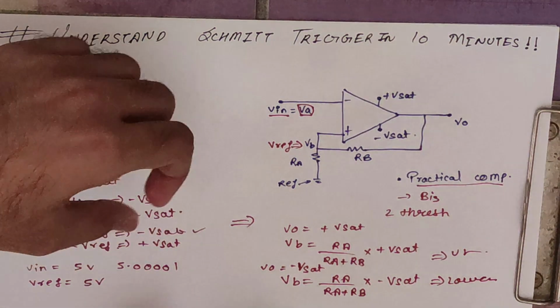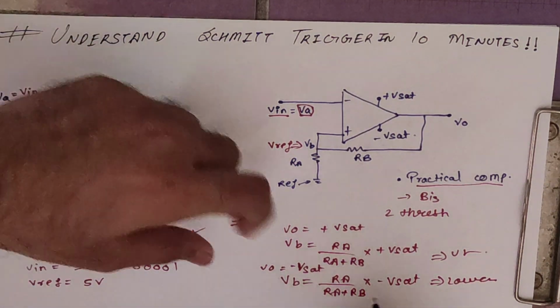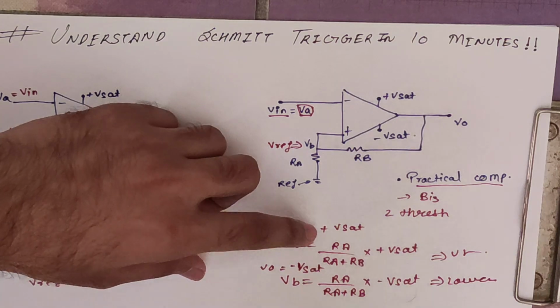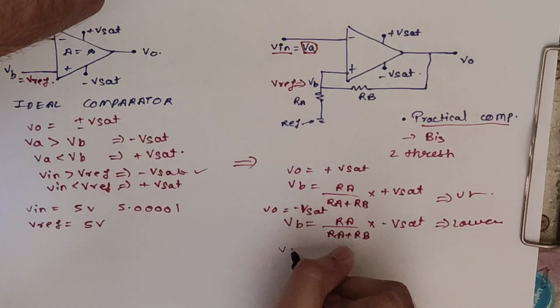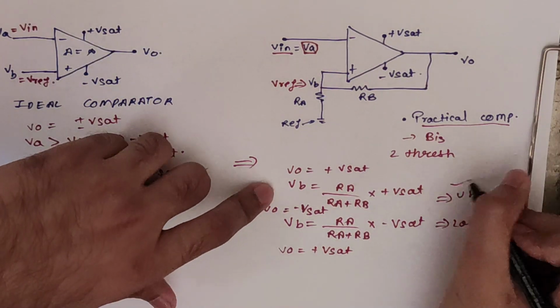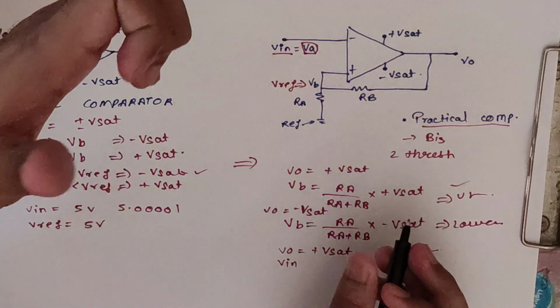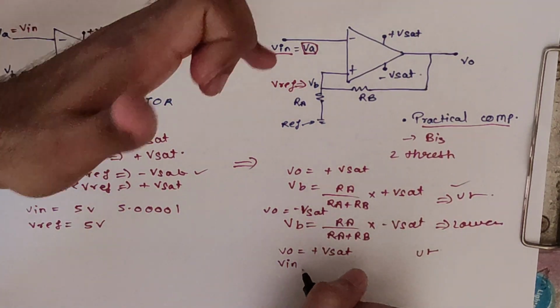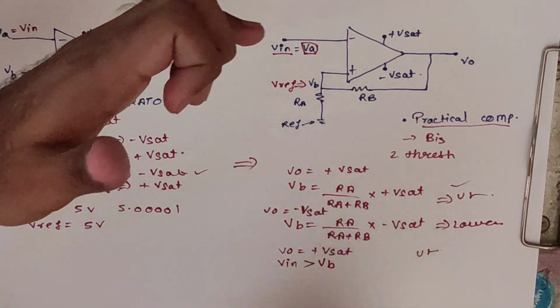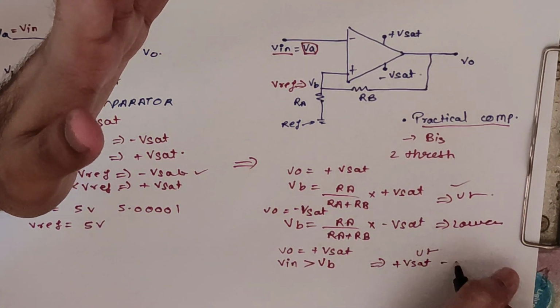So here you can see, earlier I had only one threshold voltage, that was my one reference, and here you have two references, basically two threshold voltages. Now let's say your output is plus Vsat. As per this, your upper threshold reference will be active. So your output will change only if your Vin is greater than VB, that is, your output will shift from plus Vsat to minus Vsat.